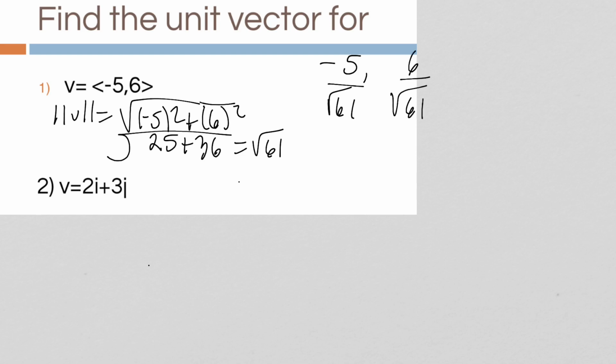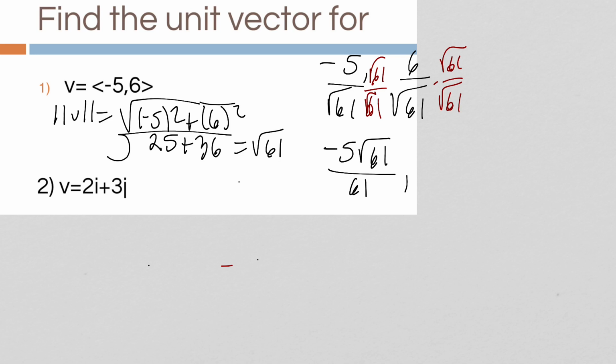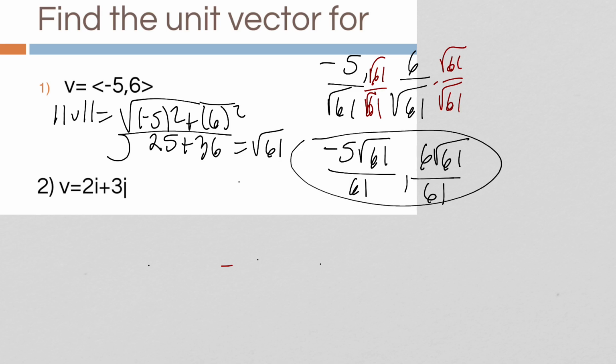You're not allowed to have the radical in the denominator, so I need to rationalize. So that means I'm going to be multiplying the top and the bottom by root 61 for both of these. And when you do that, you get negative 5 root 61 over 61, comma, 6 root 61 over 61. This is my unit vector.